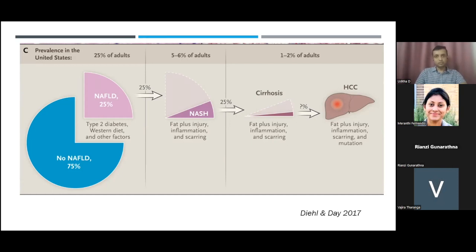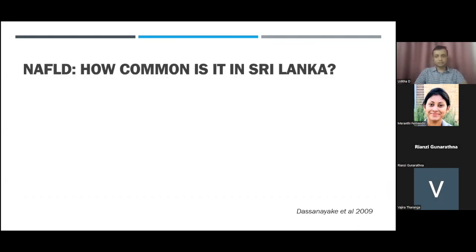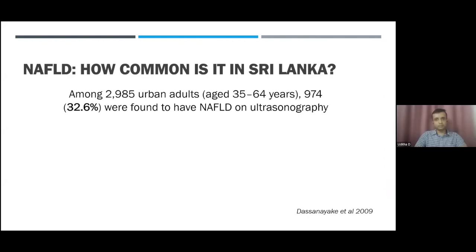So this is a huge patient load, and this is a very bleak premonition, and that is something that alarmed the scientific community. And of course, now the next important question is, what about us? What about us here in Sri Lanka, whether we are better than them or whether we are worse than them? So how common is NAFLD in Sri Lanka? In the Ragama Health Study, in nearly 3,000 urban adults aged between 35 and 65 years, about 32% were found to have evidence of fatty liver on ultrasonography, right?